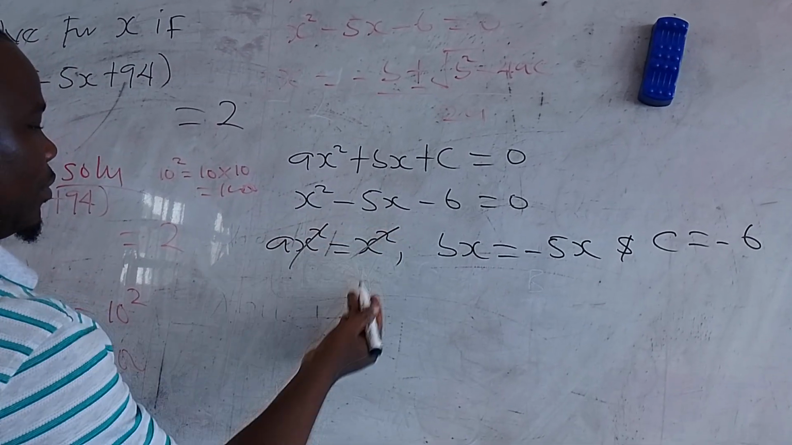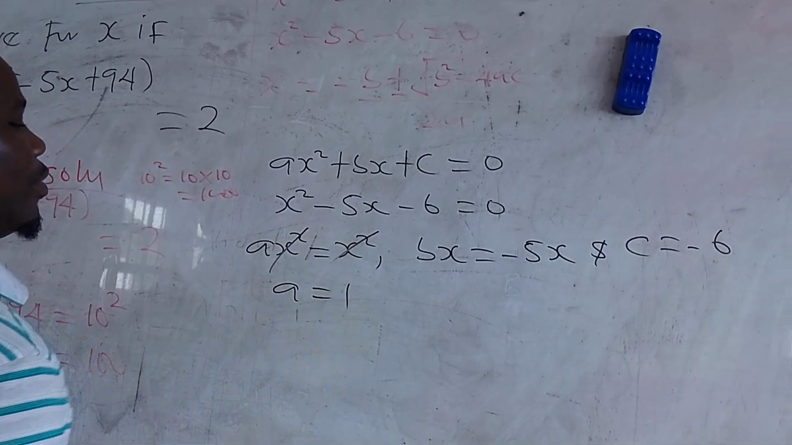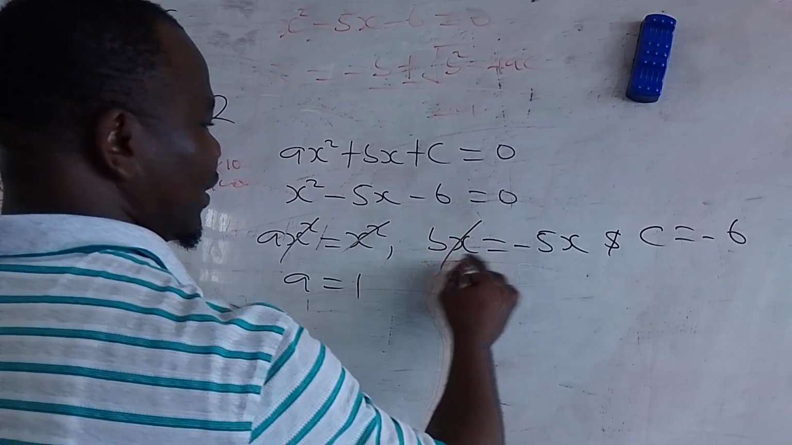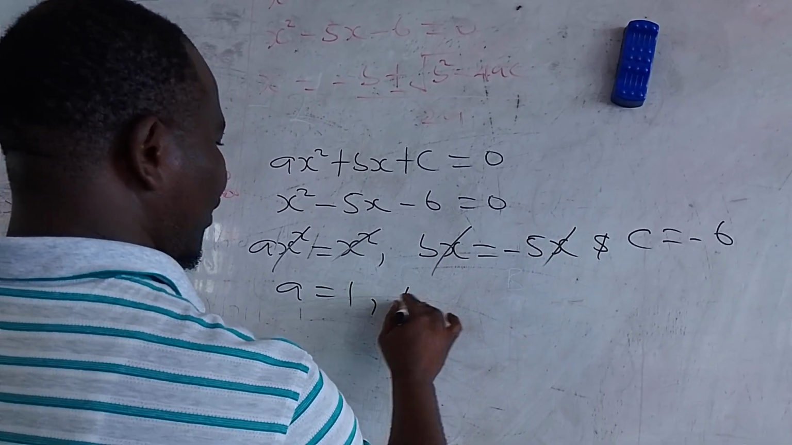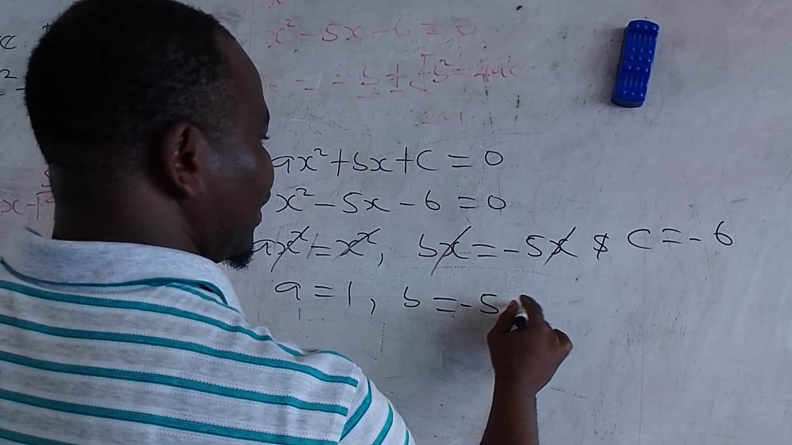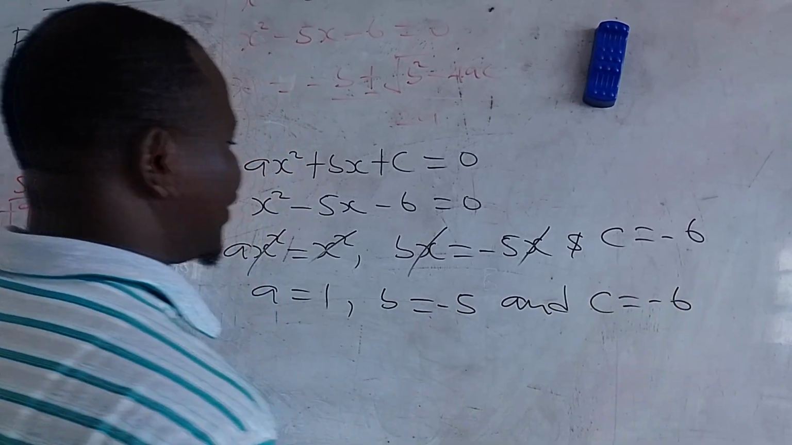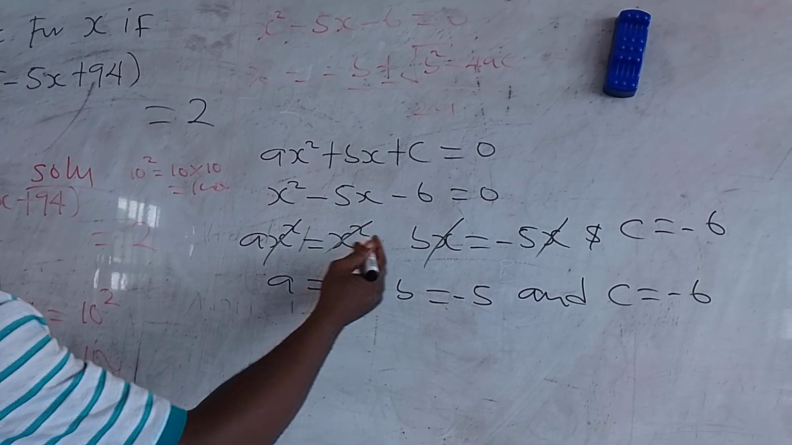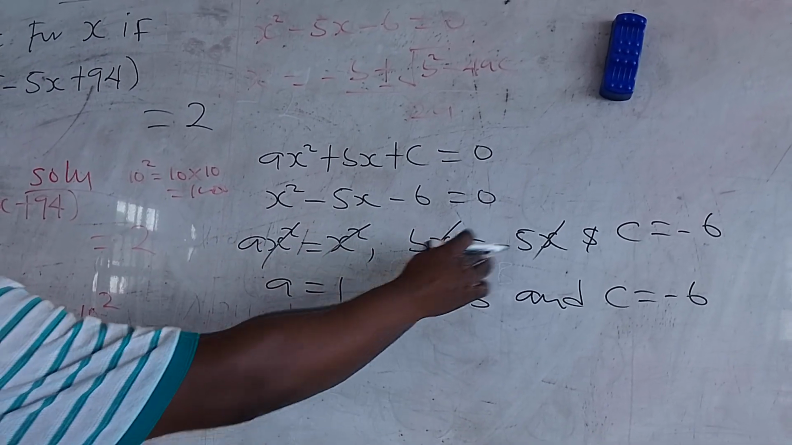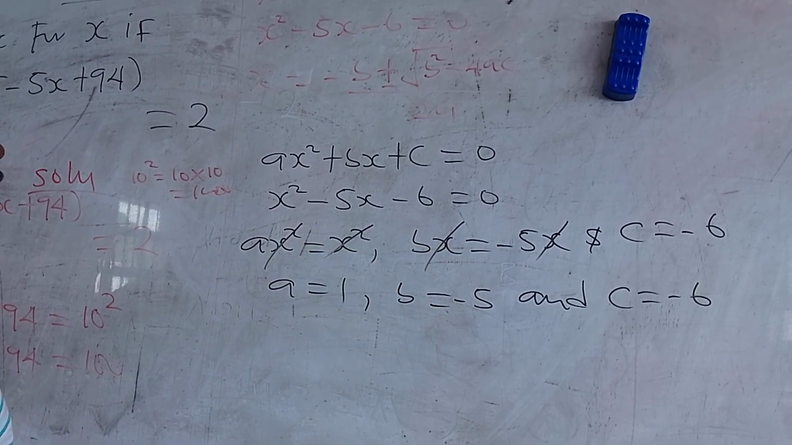So this and this will go. Your a is equal to what? 1. This and this will go. Your b is equal to minus 5. And our c is equal to minus 6. So this is how to obtain your a, b, and c. Is that clear?